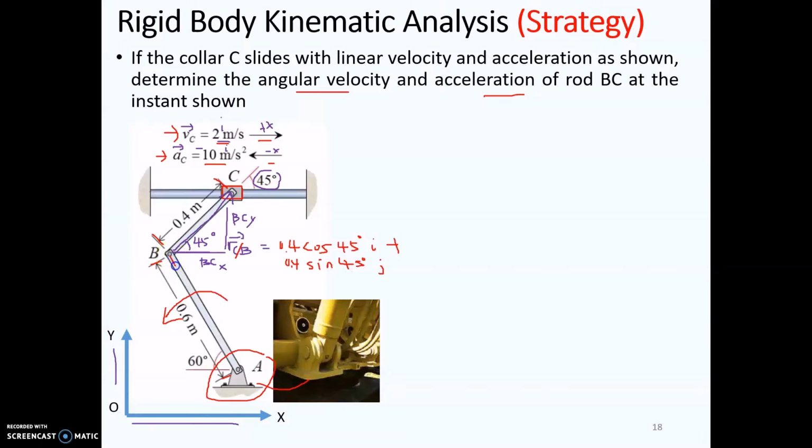By using the same approach, you can find the relative displacement r_B/A here, equal to the x component in the negative x direction. Therefore, you have negative i. For the magnitude, you have 0.6 cos 60, plus the y component here in the y direction. Therefore, you have j. So the magnitude is 0.6 sin 60.